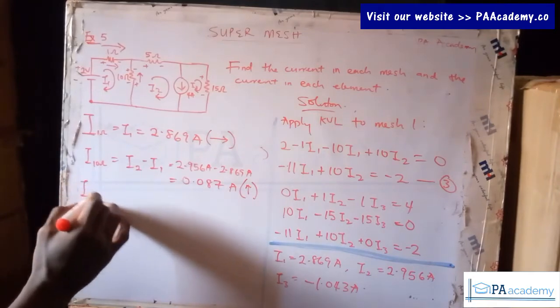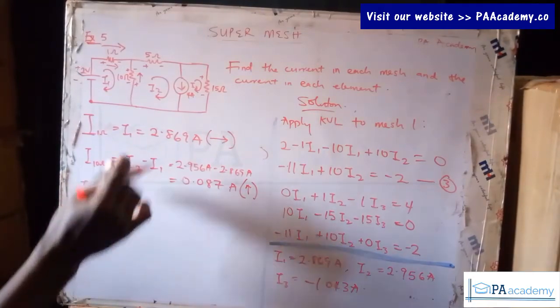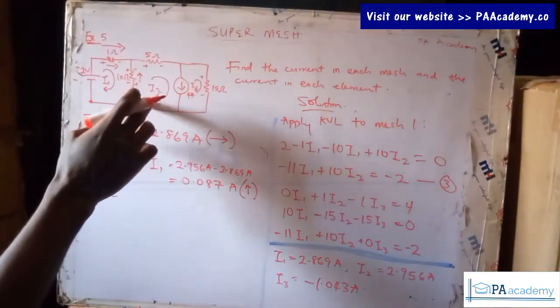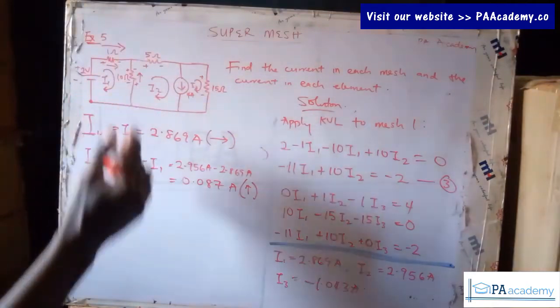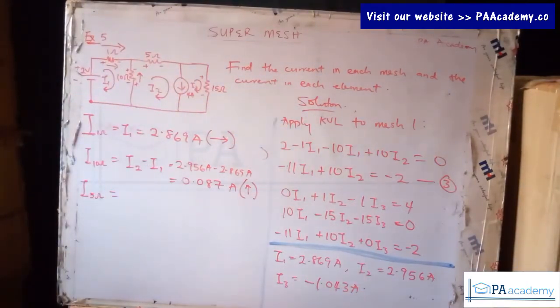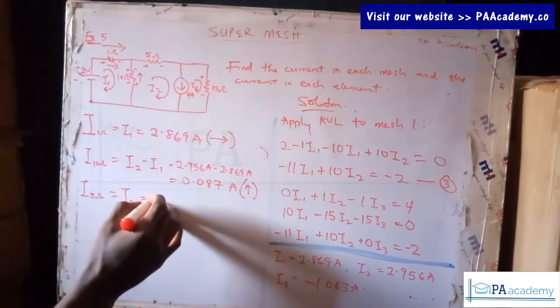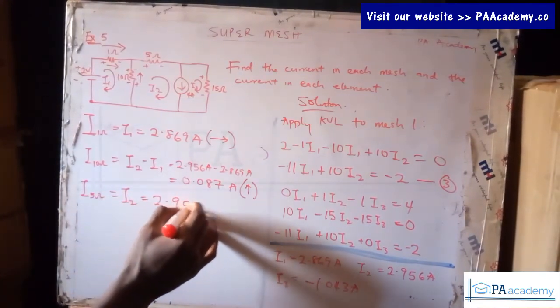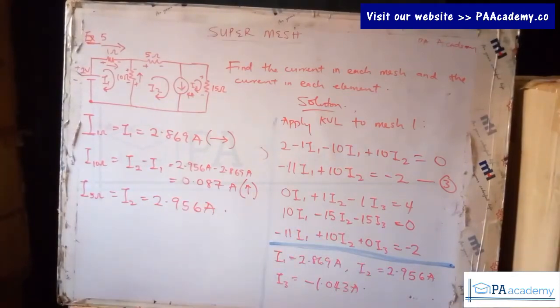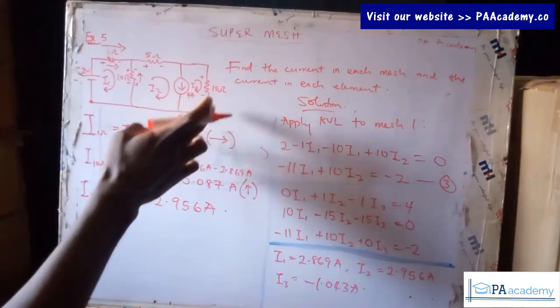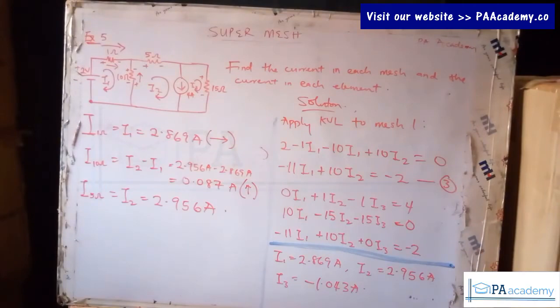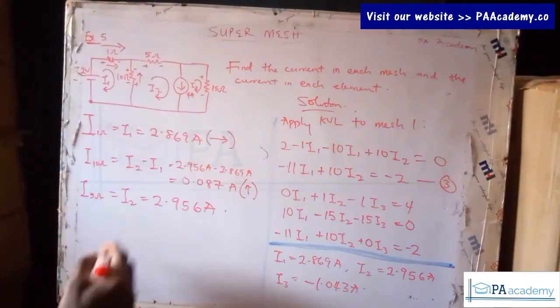So let's look at the current that is flowing through the 5 ohm resistor. So the current flowing through the 5 ohm resistor is just I2 alone. So if you look at it, I2 alone. So let's say the value of I2 is what? 2.956. So the current through the 5 ohm resistor is I2, which is 2.956 amperes.